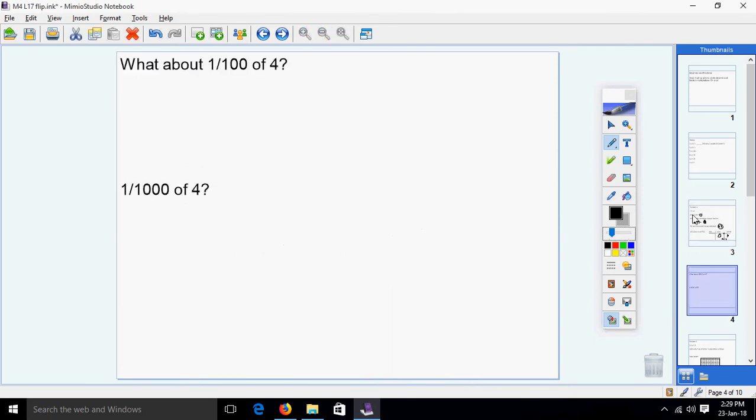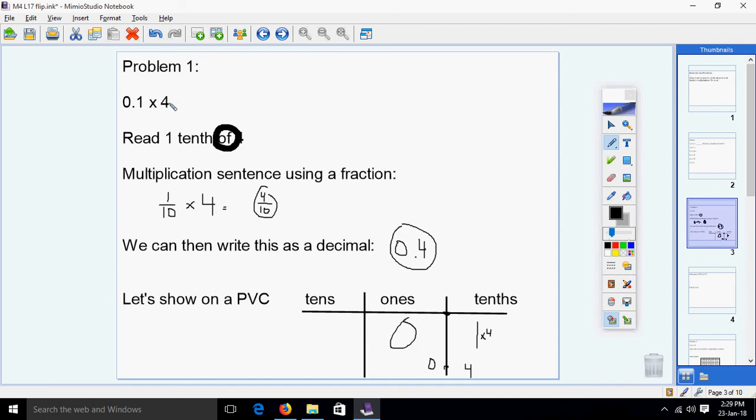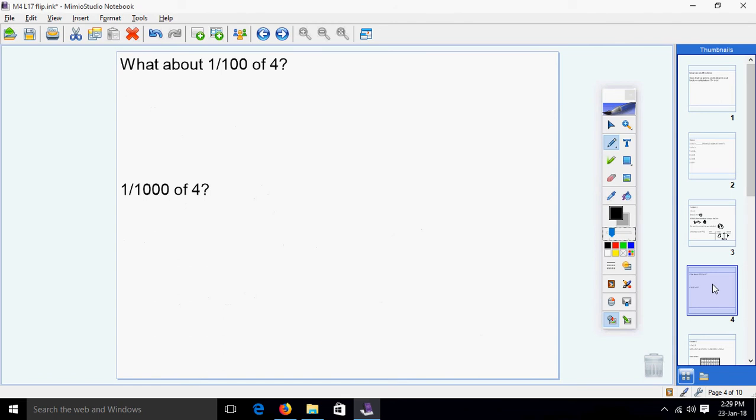All right, let's move to our next problem. So here on our first one, we had 1/10 times 4. What about 1/100th of 4? Okay, so if you notice, we now move to the next place value behind tenths. All right, and we still have 1 times 4. It's still 4. So our answer would be 4/100ths, right? We would write it as 0 and our decimal 0.4. And our 4 is then in the hundredths place.